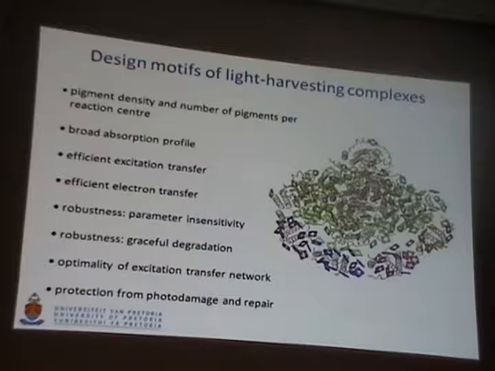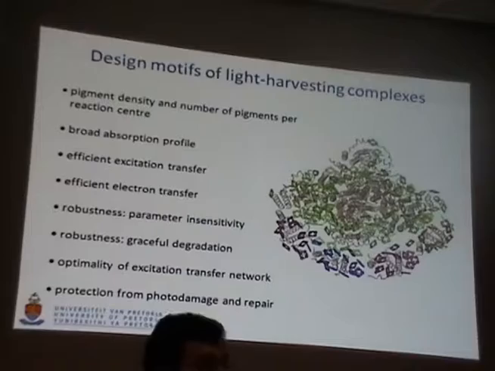It also has robustness in the form of graceful degradation. It's another point I'll come back to, that these systems can degrade, they can disassemble very quickly and reassemble depending on the light conditions, depending on the local environments they experience. Okay, and they are optimal in excitation transfer. The energy they absorb, the pigments coupled to proteins form a network in a very precise way so as to ensure very efficient light harvesting and transfer of energy. And also photodamage, which happens very often. The system is also protected against that, protected against many things that can, in principle, go wrong.